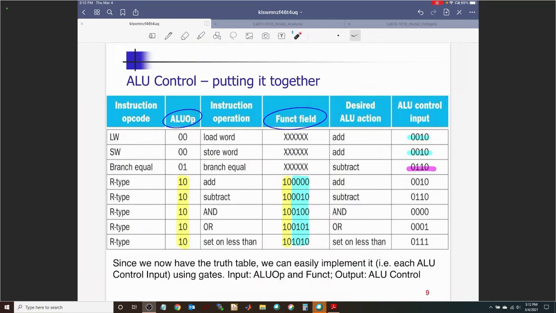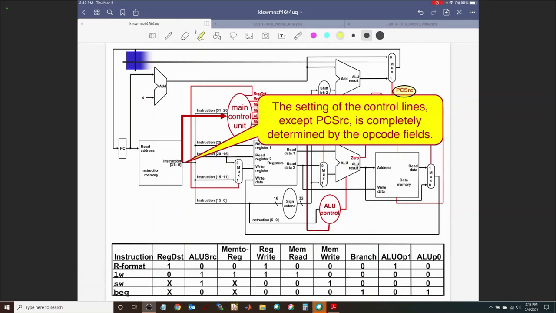So essentially, let us take a look at a combinational circuit. What is that for? The ALU control, right? So we are trying to build the combinational circuit for ALU control. There are two inputs highlighted in the blue circles, ALU op and the function field. There's only one output which goes to the ALU, the 4-bit ALU control. It's a truth table, so we should be able to design a combinational circuit for that. We will do that in just a second.